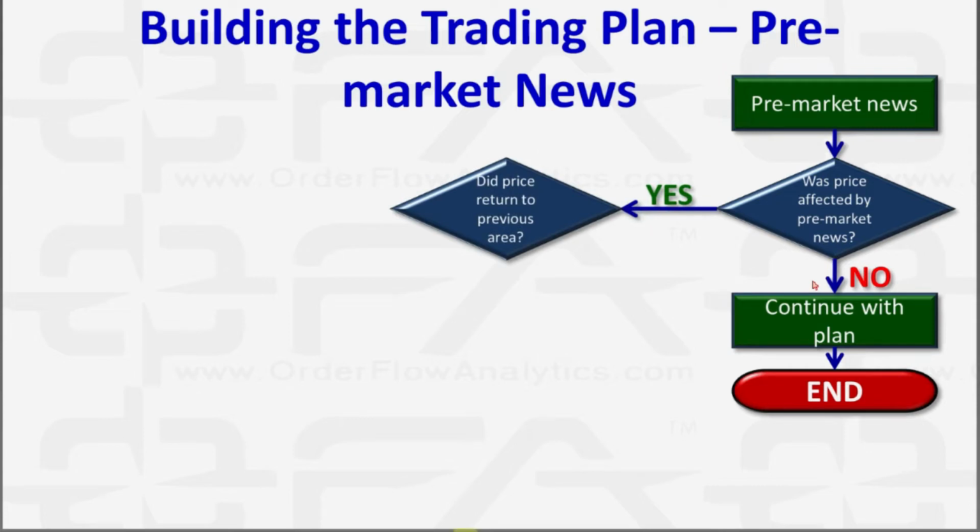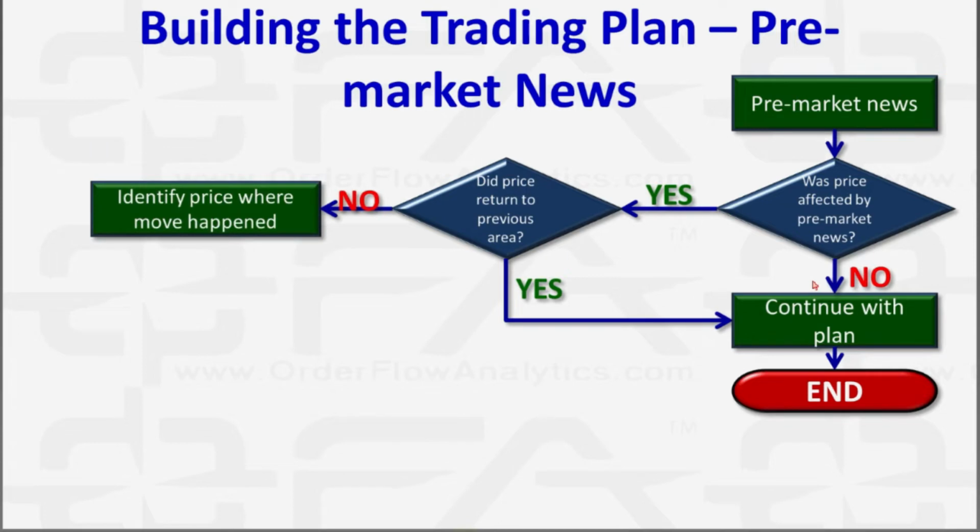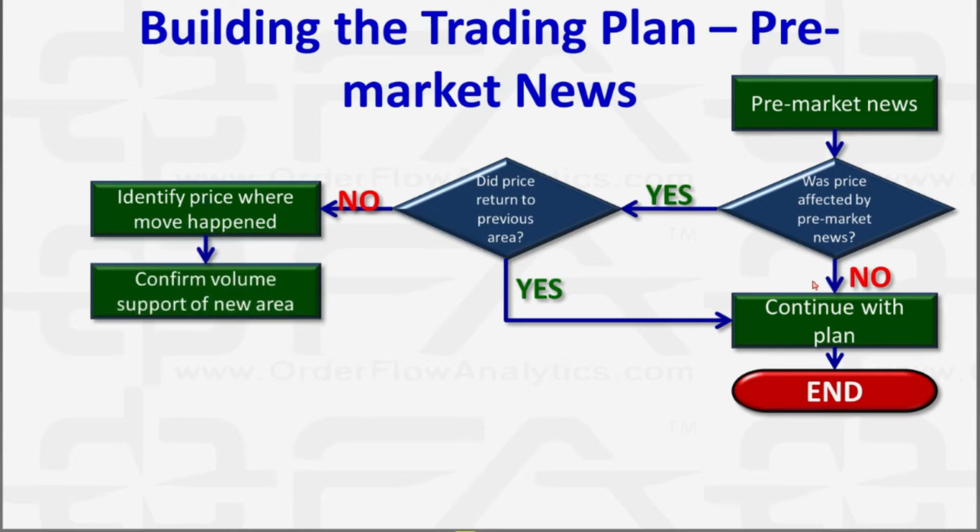If price was affected by news, then before the open, did price return back to that previous area where it originally started? If the answer is yes, the auction kind of returned to where it was auctioning prior to the news, then continue with your plan. If the answer is no, then you need to identify price where that move happened. Where is the price where price took off? Where it started going higher or lower? And then you want to confirm volume support of the new area, whether it be higher or lower. You want to see volume being built out. You want to see rotation. You want to see a volume area growing in that area to confirm acceptance of that new area and support.